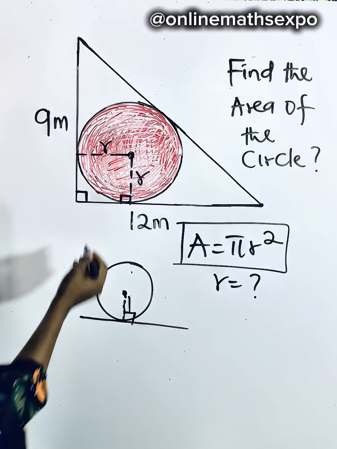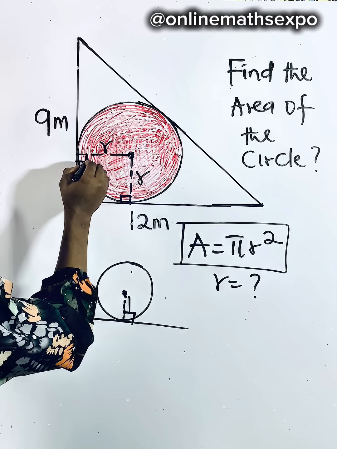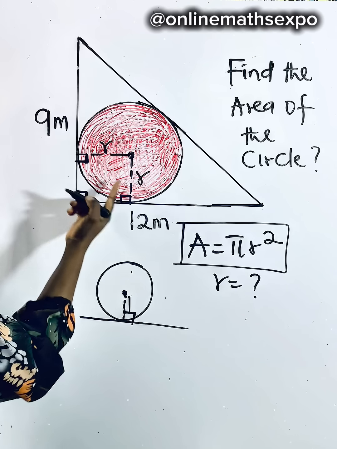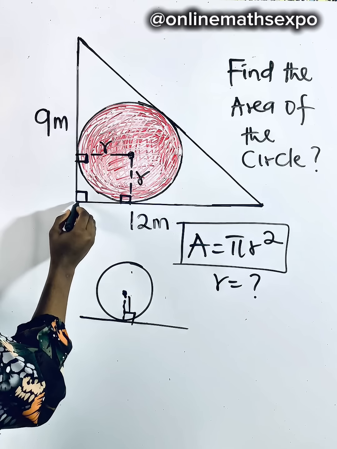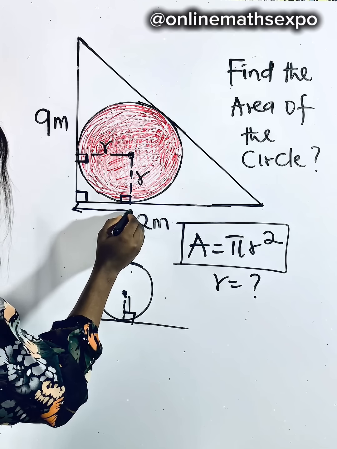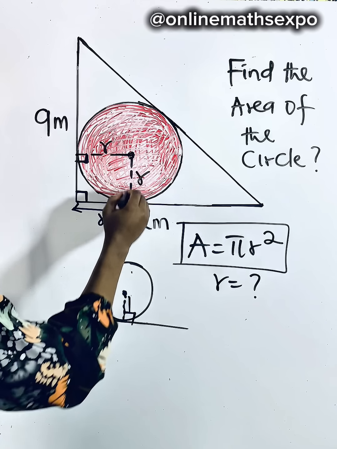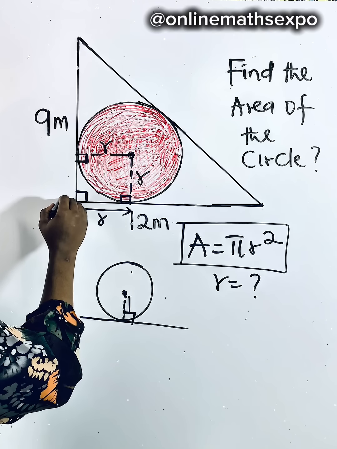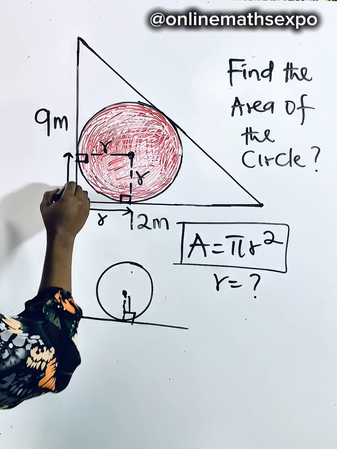Now, what do you observe? Remember, it's right angles here. And you see that this has formed a square. From here to here is the same as this length. So this length is also r. And if from here to here is r, automatically this length is also r.